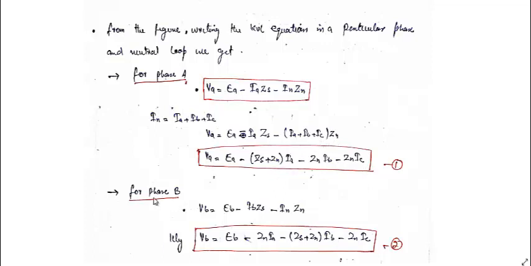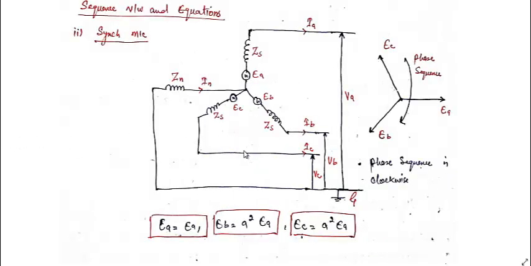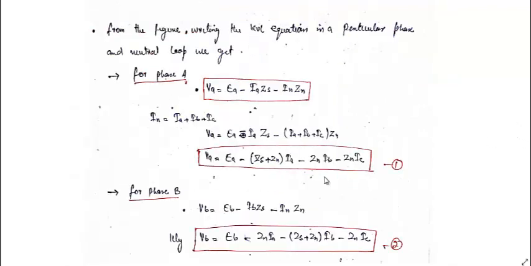Similarly for phase B, VB is equal to EB minus IB ZS minus IN Zn. This can also be shown from this loop. We can use the KVL in this loop. In that case, VB is equal to EB minus this voltage drop, that is IB ZS, and minus IN Zn. Again, I will put IN equal to IA plus IB plus IC and simplify it. VB is equal to EB minus Zn IA minus (ZS plus Zn) into IB minus Zn IC.